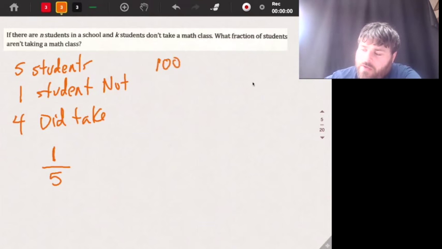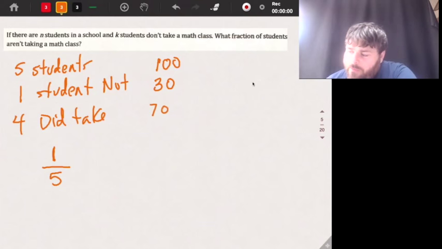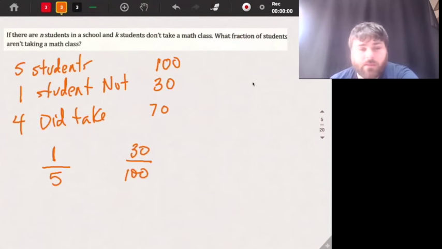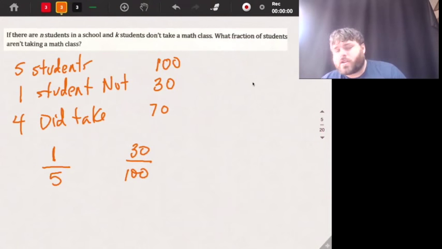Okay, let's try another set. What if there's 100 students this time? And 30 of those students did not take math. That would leave 70 that did. What fraction of the students aren't taking a math class? Okay, so we would do 30 students not taking a math class, and we would divide it by 100. Okay, now of course we'd want to simplify that fraction, but this is just a pretend example. We're just making something up right now.